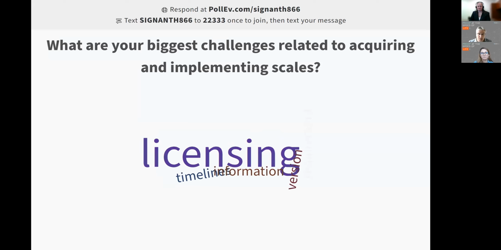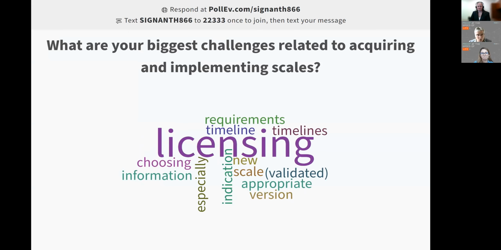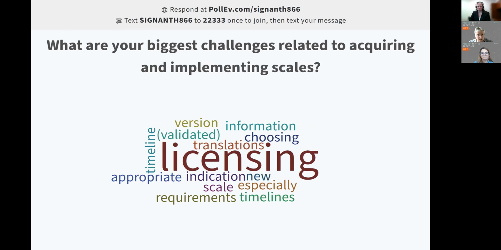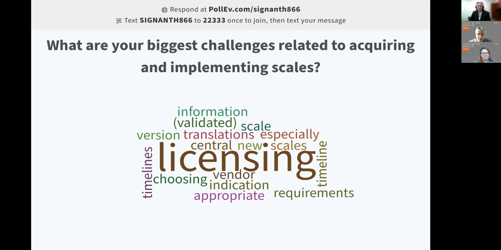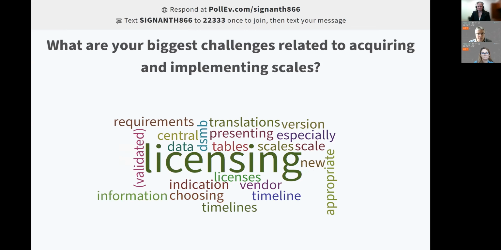As you can see, we're asking, what are your biggest challenges related to acquiring and implementing scales? And we've got a few points here coming up. So it's a word cloud, as you can see. So you just enter one or two words, and you can enter multiple ones. And we'll see how this builds up. Looks like licensing is a big one by the looks of things, but there's translations, there's timelines in there as well, which isn't surprising. Choosing indications, choosing versions. Yeah, really interesting. Just give you one more minute and see where we go there.